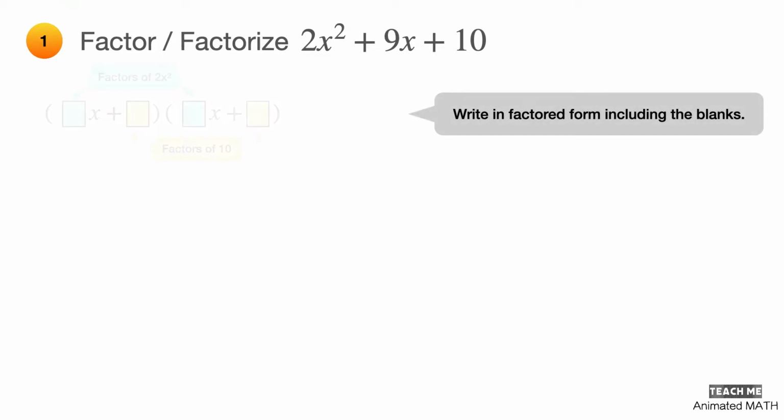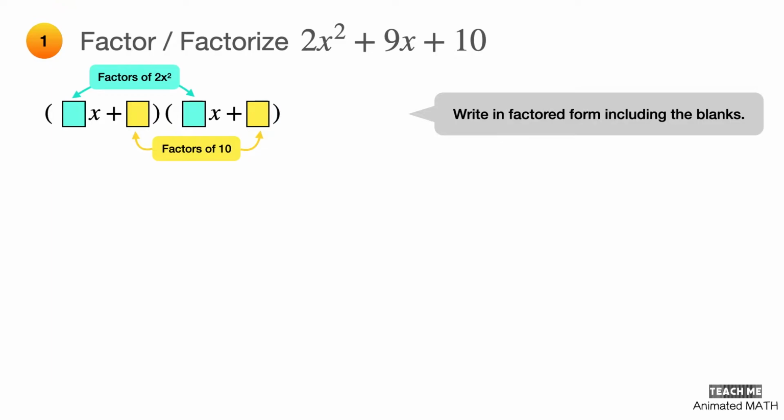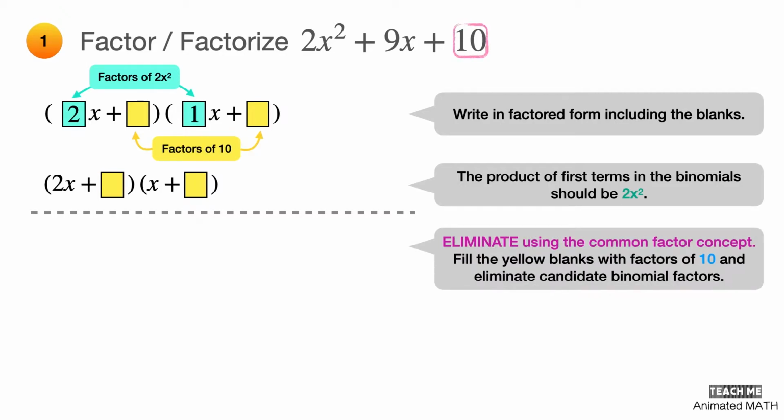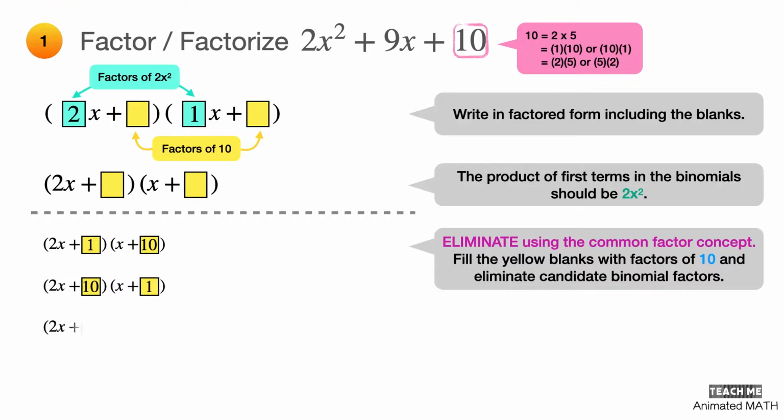Write the trinomial in factored form and include the blanks that we'll fill out later on. There are 2 cyan blanks for the coefficients and 2 yellow blanks for the constants. The product of the first terms in the binomials should be equal to 2x squared. The factors for this are obviously limited to just 2x and x, so let's write it down. The factors of 10 can be broken down into these 4 combinations. Fill in all the combinations of the factors of 10 in the yellow boxes.